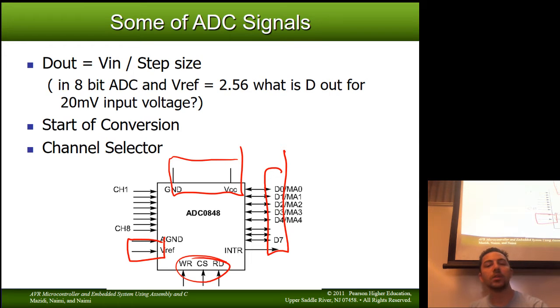So let's just, based on what we talked about with step size and resolution, because that's a big part of this chapter, say that our resolution is 8-bit. Our VREF is 2.56 volts. What will the digital output be if we put in 20 millivolts? So how do we figure that out? First off, what is our step size?